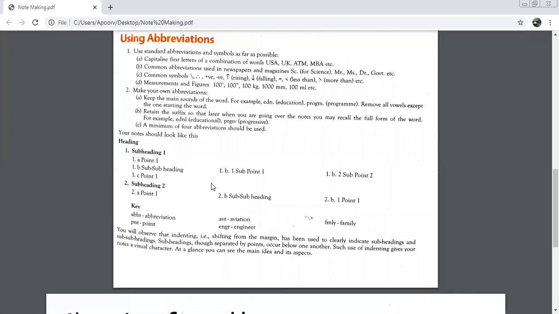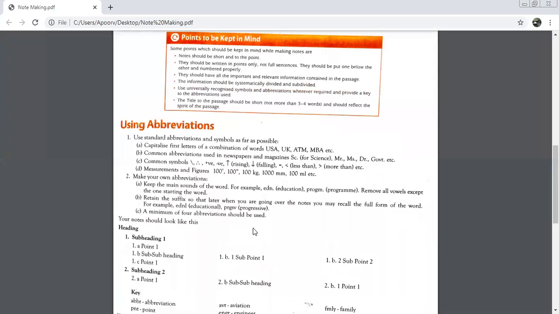Also, if you want to divide further, then go from left to right. But if you want to put the parts of a subheading, go down. That is better to do. This is called indenting. What is it called? Indenting.